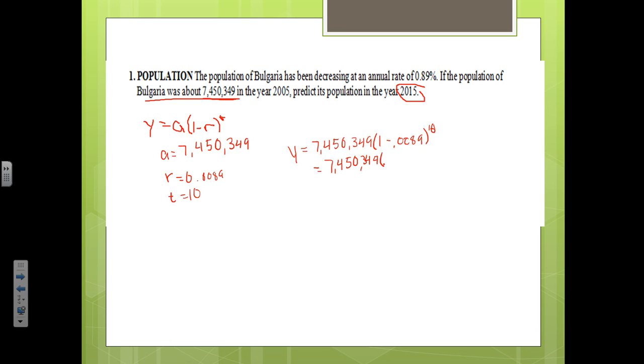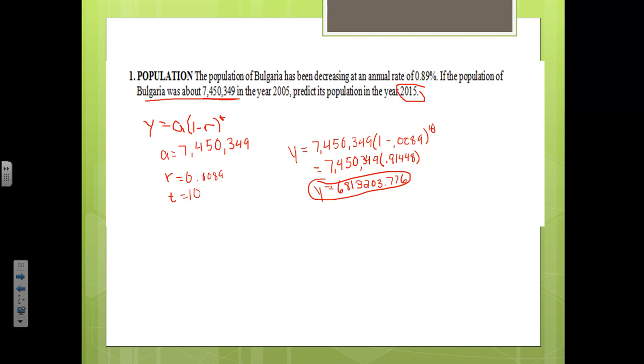So 1 minus 0.0089 to the 10th power is 0.91448. We will multiply those together. So that would be our population in 2015.